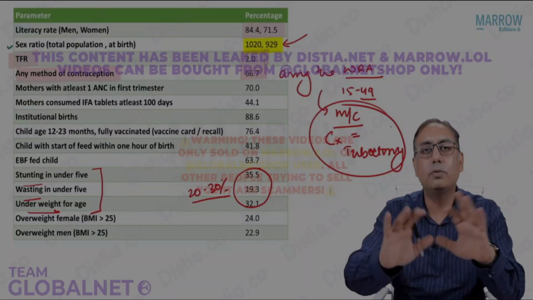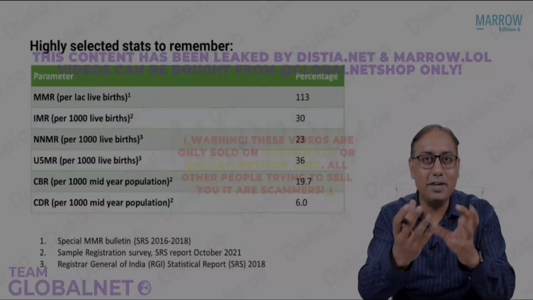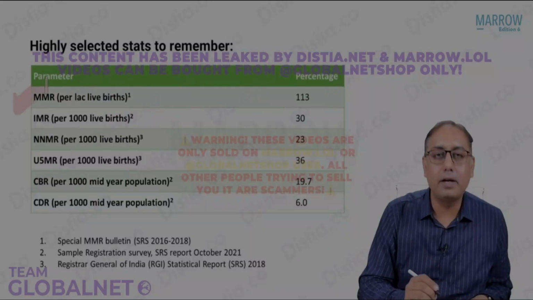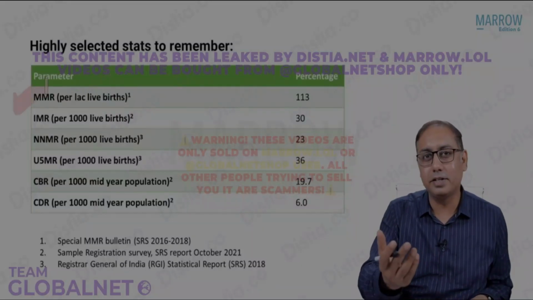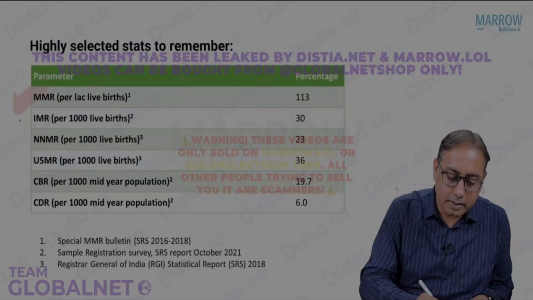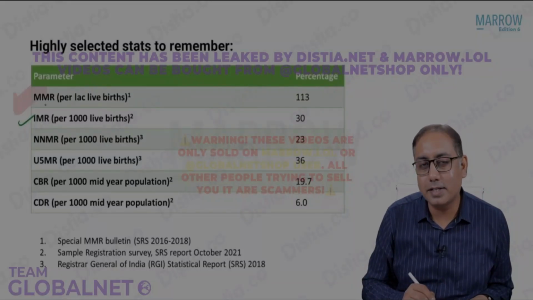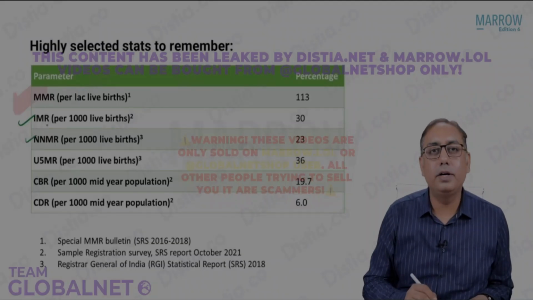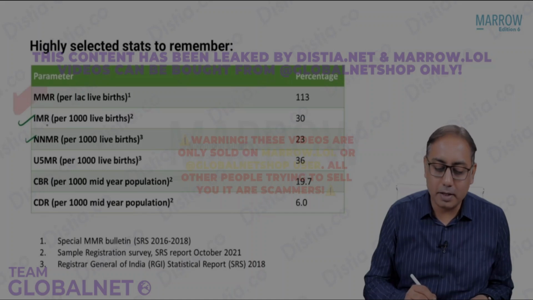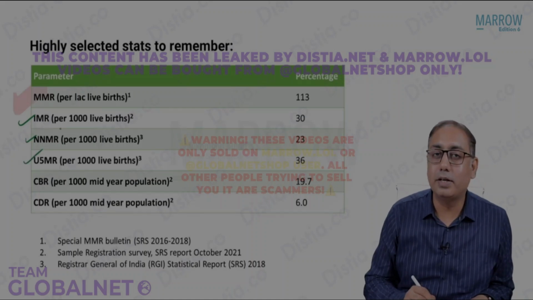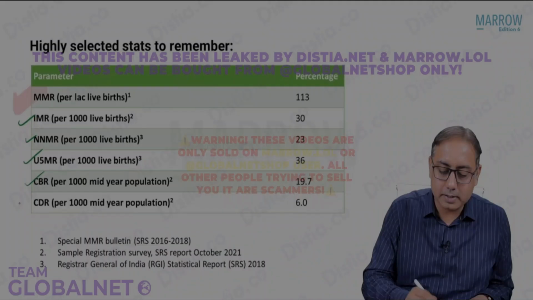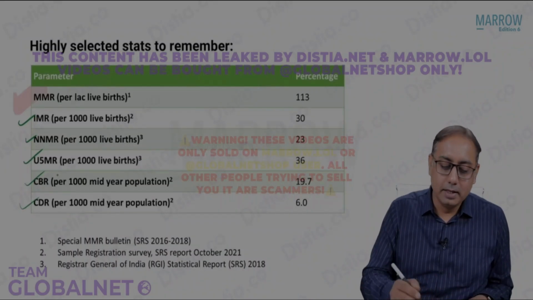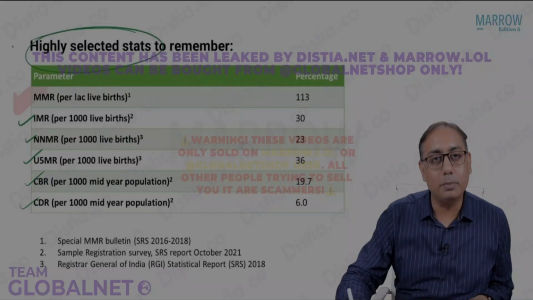Now, just as a take home summary, what is the icing of the cake you want to remember for your exam? What is the MMR in India? MMR in India is 113 per lakh. What is the infant mortality in India? Infant mortality as per the latest SRS data is 30 per 1000 live births. NNMR, neonatal mortality rate in India is 23 per 1000 live births. Under 5 mortality rate is 36 per 1000 live births. Crude birth rate is 19.7 and the crude death rate is 6.0 as per the latest SRS data. These are the highly selected stats you would like to remember for your exam.